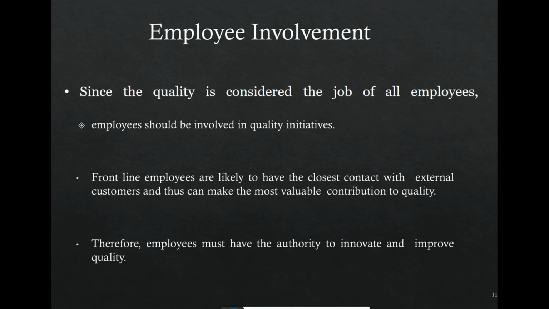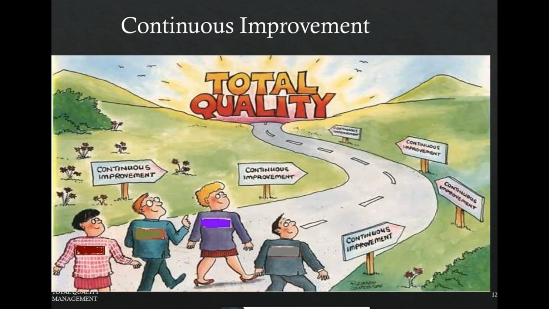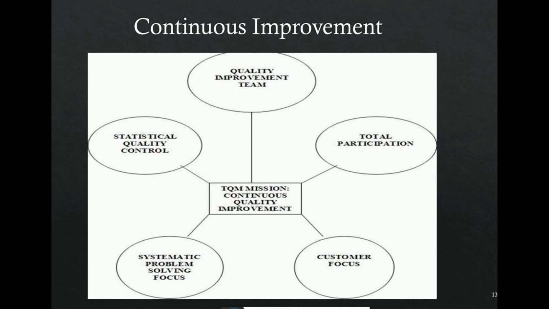Continuous improvement. Continuous improvement is most important in total quality management. Continuous improvement is not a goal. It is a journey. It's a never ending approach. So if your process is not improved, you can use continuous improvement tools like DMAIC, the PDCA, or other TQM tools, the seven TQM tools that can lead to improving the process continuously. The total quality management mission is continuous quality improvement.